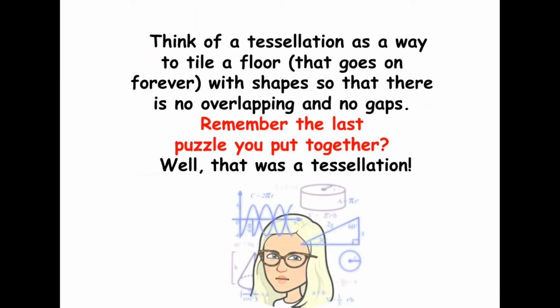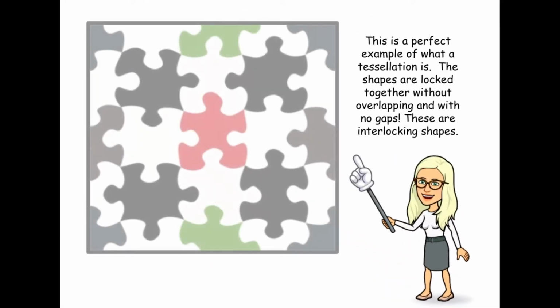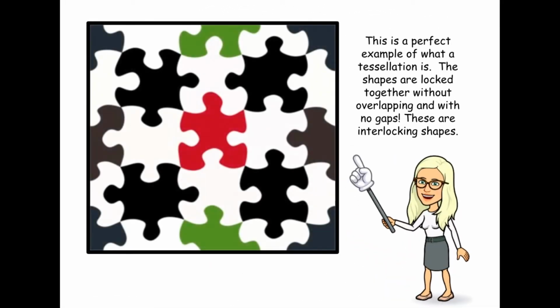Think of a tessellation as a way to tile a floor that goes on forever with shapes so that there is no overlapping and no gaps. Remember the last puzzle you put together? Well, that was a tessellation. This is a perfect example of what a tessellation is. The shapes are locked together without overlapping and with no gaps. These are interlocking shapes.